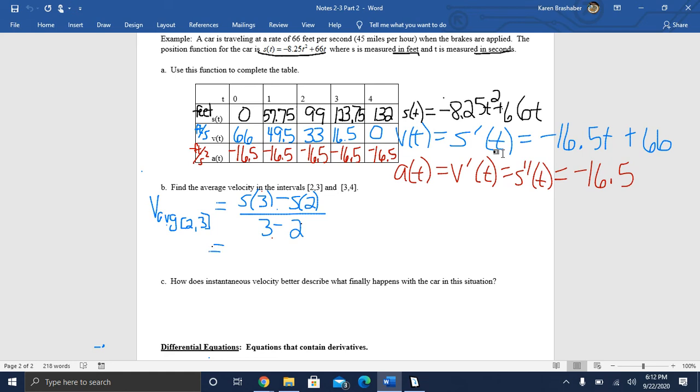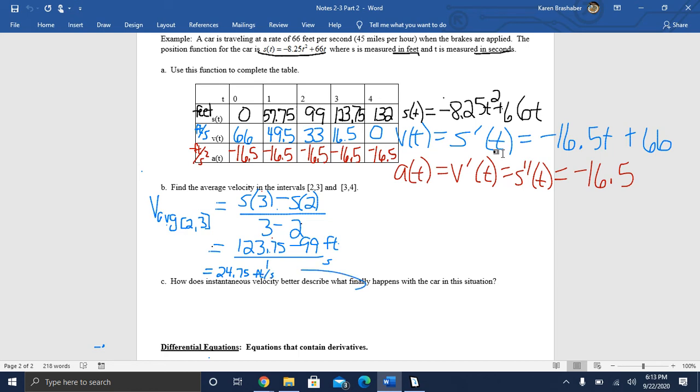And S of 3 from your table is 123.75. And then minus S of 2, which is 99. Your denominator is 1. And remember that this is measured in feet. This is measured in seconds. And so 123.75 minus 99 is going to give us an average velocity of 24.75 feet per second.